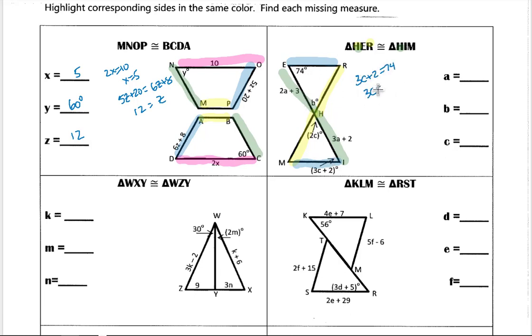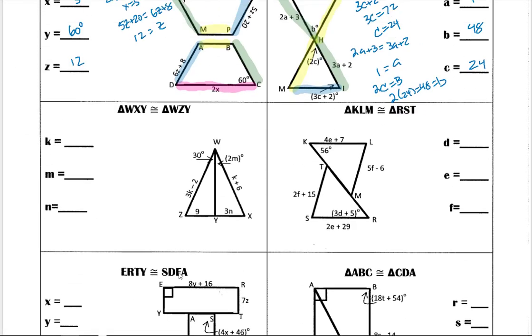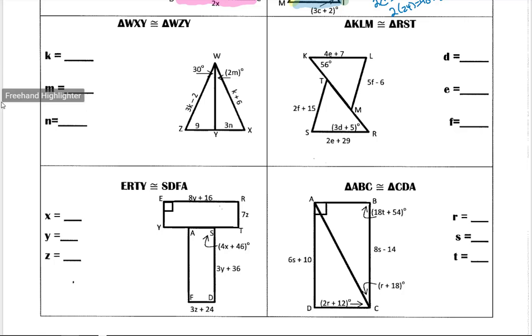3C plus 2 corresponds to, that's a green-blue, the green-blue on the other side, which is 74. So C ends up being equal to 24 for that one. For the green ones, 2A plus 3 is equal to 3A plus 2, so A is equal to 1. And then we have 2C is equal to B, but we know what C is, so we can easily figure out what B is.